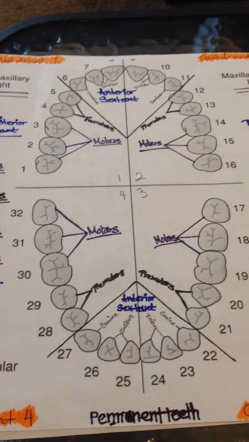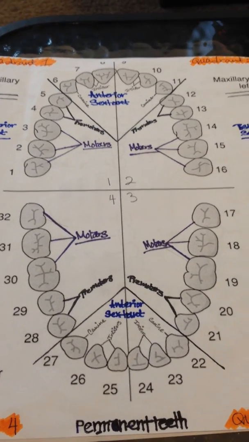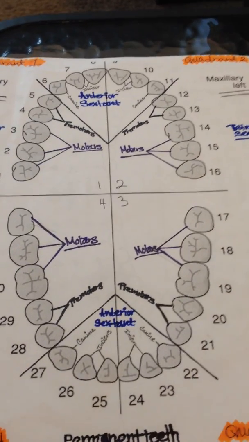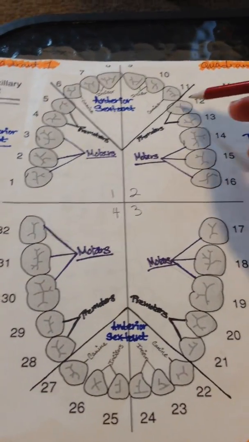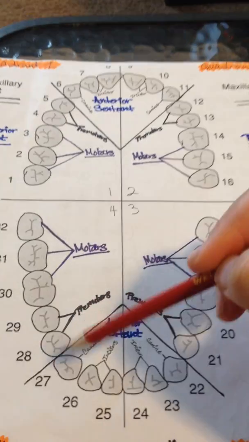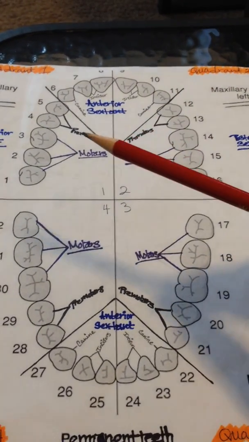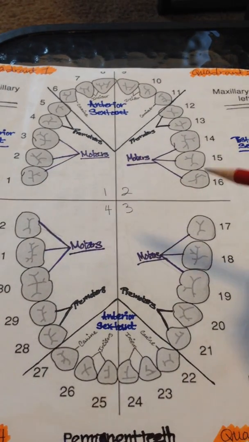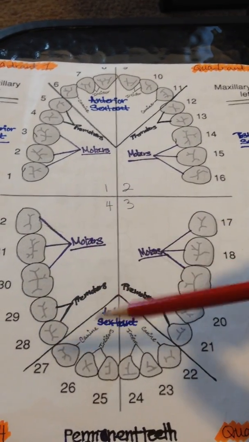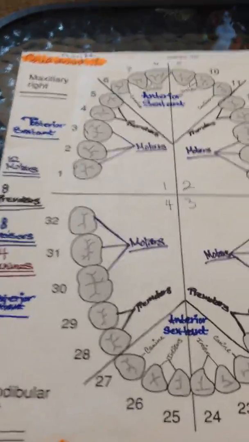So the question is, how many premolars do we have? As you can see in the picture, there are 8 premolars: 1, 2, 3, 4, 5, 6, 7, 8. And there are 12 maxillary molars: 1, 2, 3, 4, 5, 6, 7, 8, 9, 10, 11, 12. And then we're done talking about those teeth.